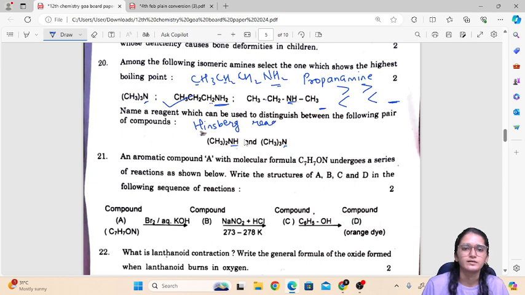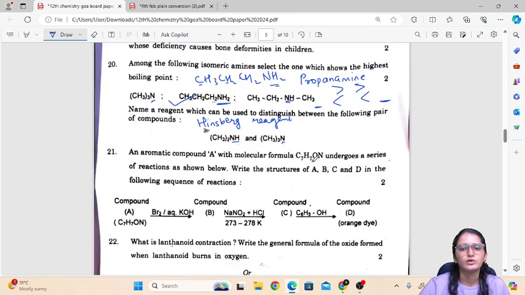Hinsberg reagent. This is a reagent that is used in that particular reaction, and that will be used to distinguish between secondary and tertiary amine. One of the most important reactions from that chapter.